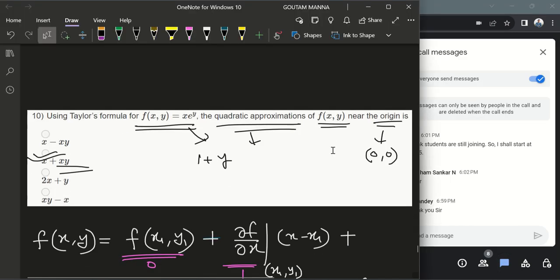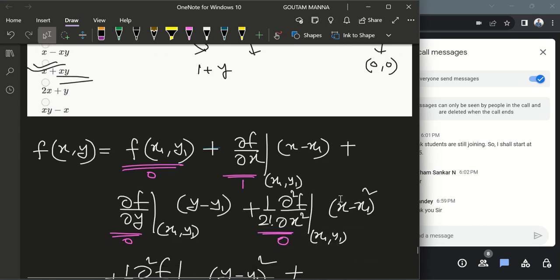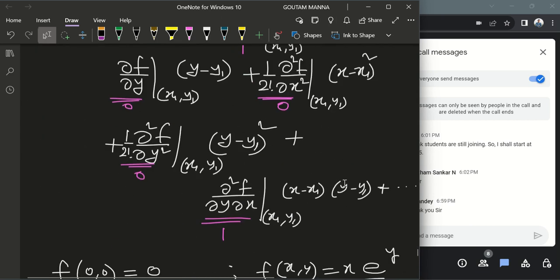I'm not getting. Can you write it in the comment section? Okay, length of a curve. Okay. Yeah.